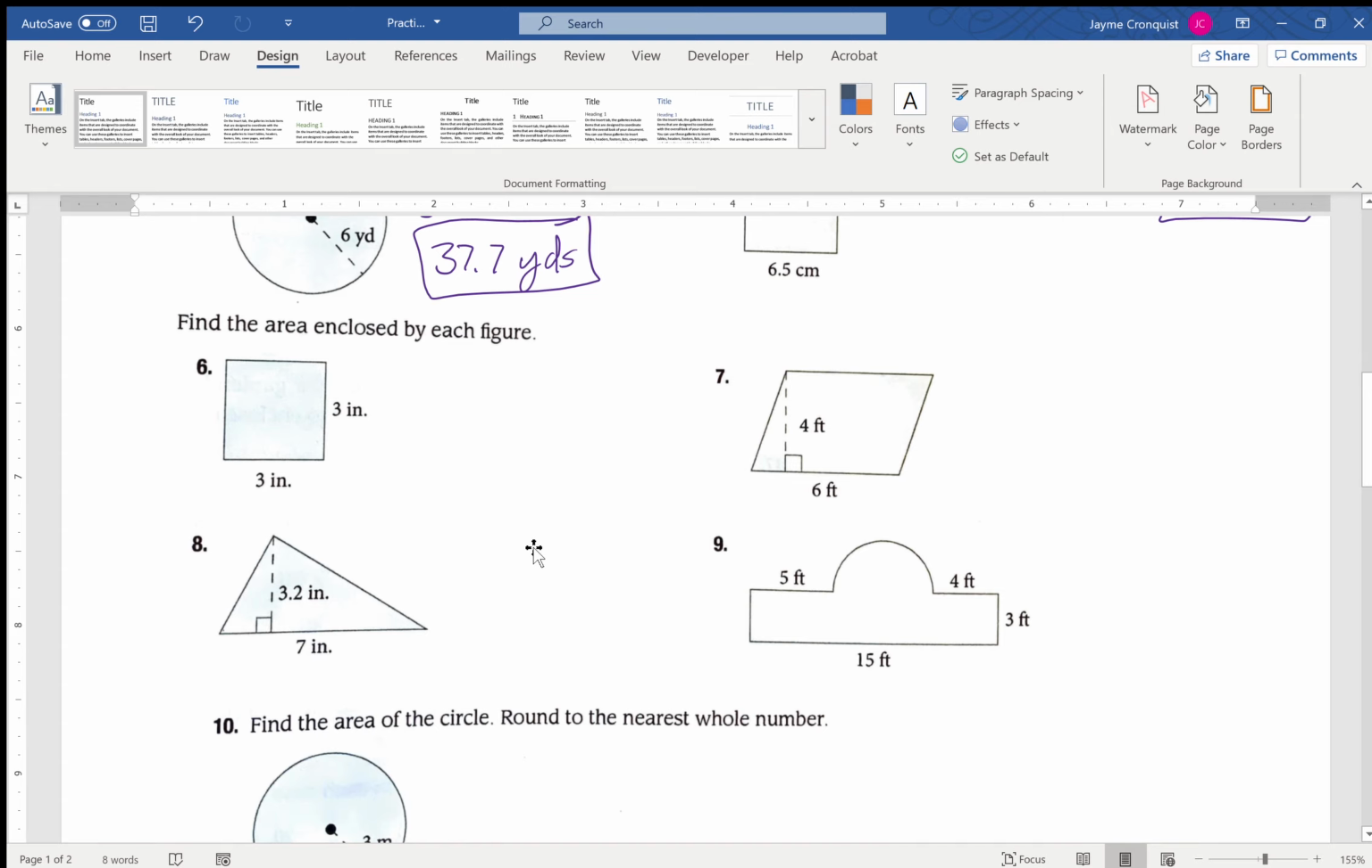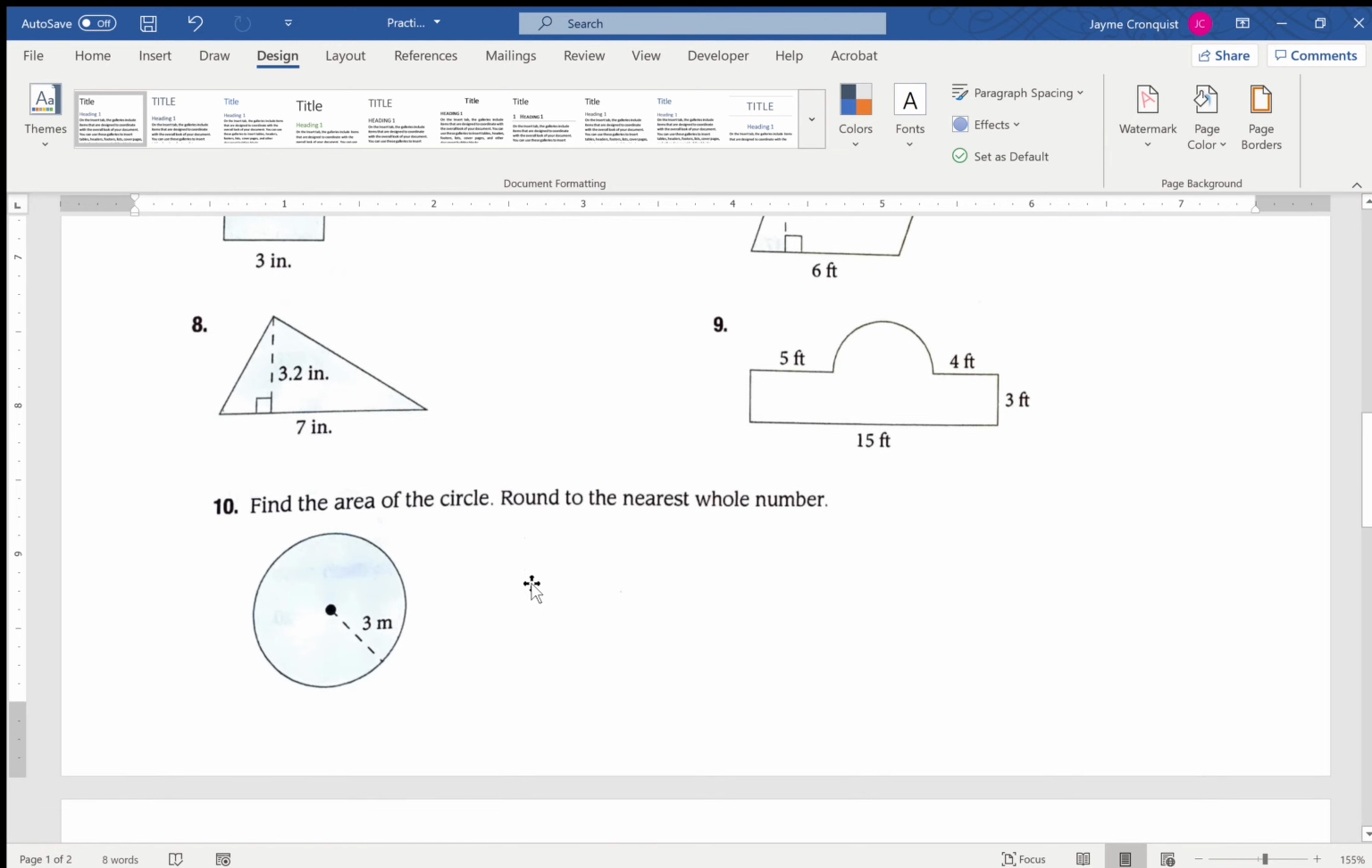Find the area. Okay, so this is a rectangle. Actually, it's a square. Area is still this length times width or side times side. So it's going to be 3 squared or 9 inches squared. Number 7, it's just going to be base times height again. So it's just 6 times 4 or 24 feet squared. Number 8, 1/2 base times height.